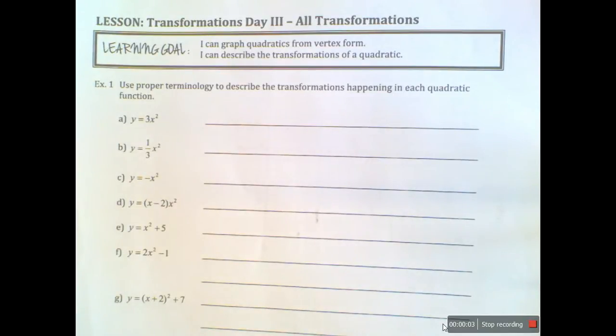Okay, so we've seen every kind of transformation so far. So what we're worried about now is just putting it all together, tightening up any details.